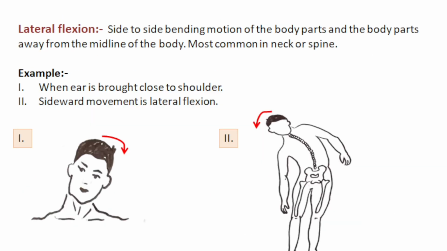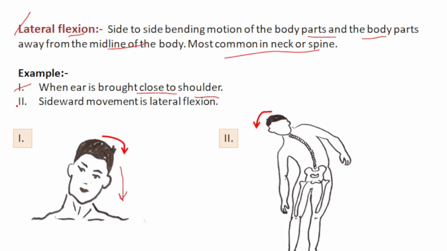Then lateral flexion, a side to side bending motion of the body parts away from the midline of the body, is called lateral flexion. It is most common in the neck and spine. For example, when the ear is brought closer to the shoulder. You see in this picture the movement of the neck where the ear is brought closer to the shoulder.